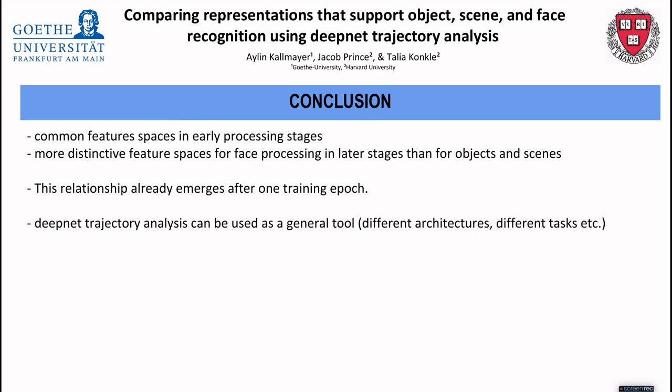Finally, deepnet trajectory analysis can be used as a very general tool for comparing representations learned by different kinds of models, as this provides a relatively intuitive visualization of the representational trajectory taken from the input image across all of the layers to the final representational stages. We could also easily use this to compare different kinds of architectures because the number of layers doesn't matter for this approach. And you can even include comparisons with brain or region representations.